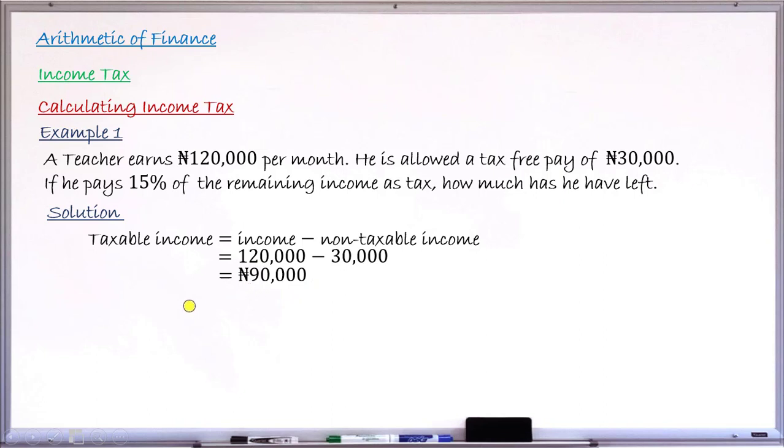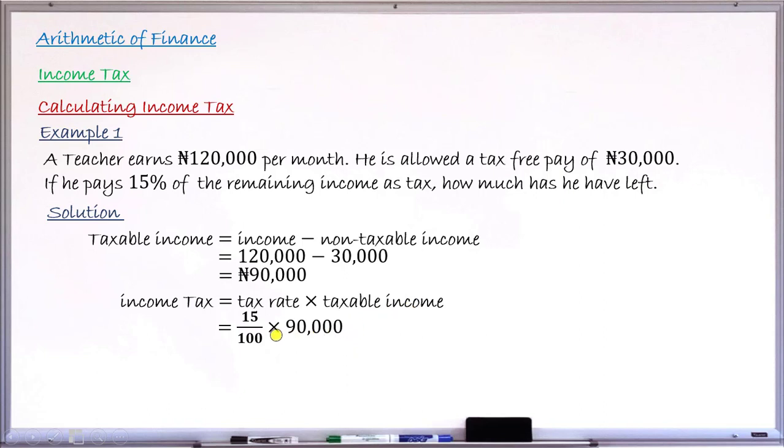So let me calculate the tax now. Income tax will be equal to the tax rate, which is this 15%, multiplied by the taxable income, which is this 90,000 naira. So let me substitute. I have 15 over 100, that is the 15%, multiplied by 90,000, that is your taxable income.